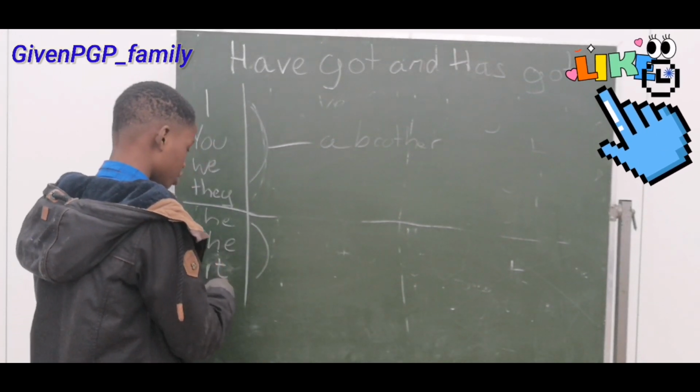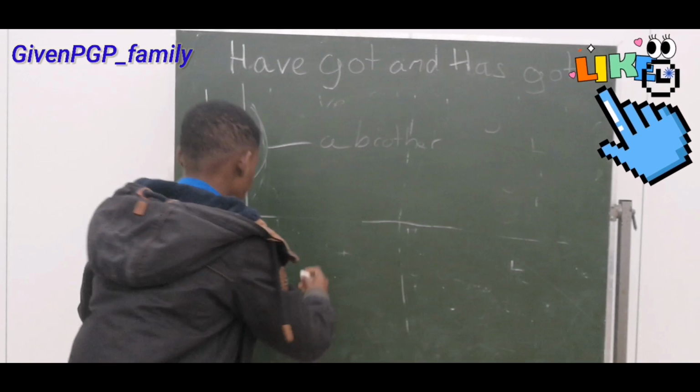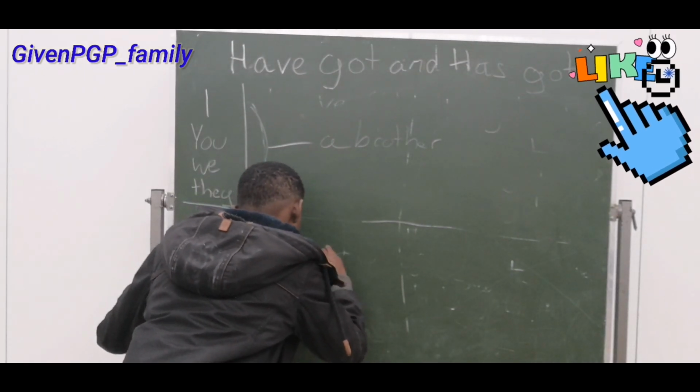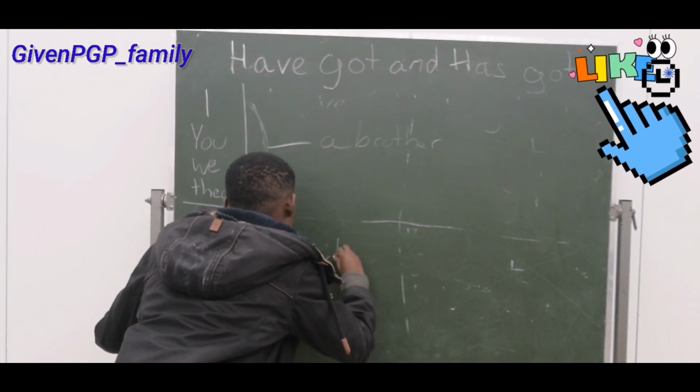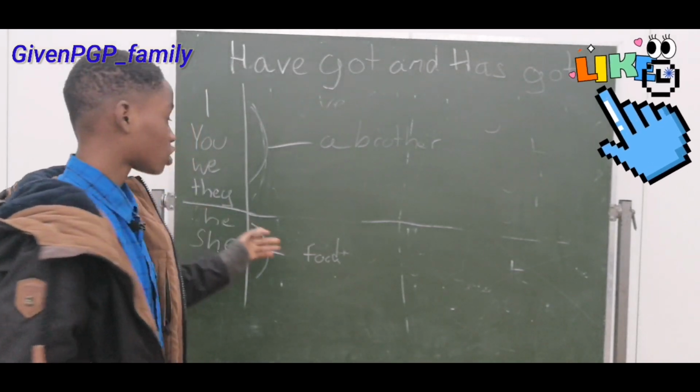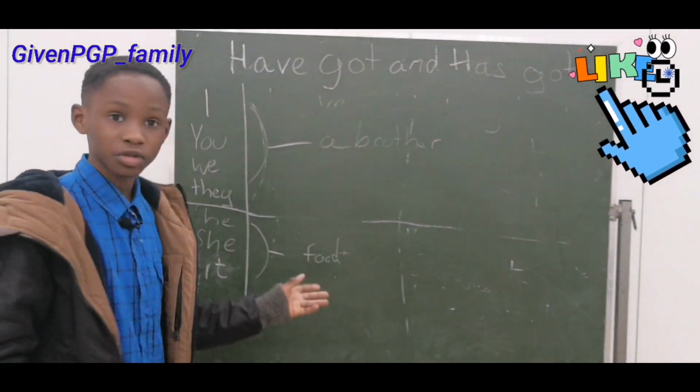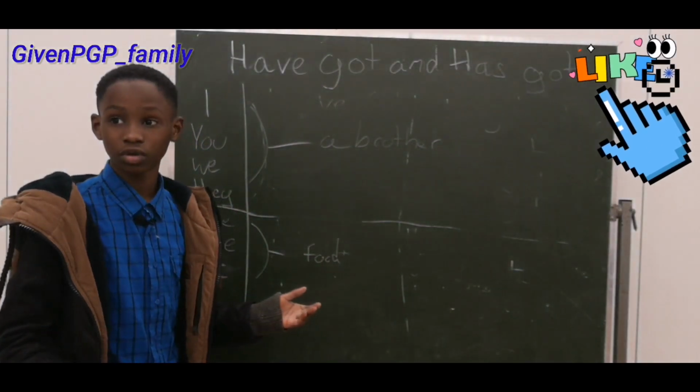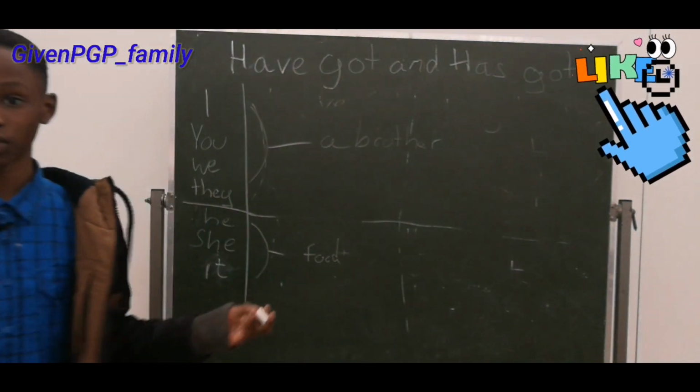So guys, now let's make some with has got. So he, she, it. Here, let's make food. He has got food. She has got food. It has got food.